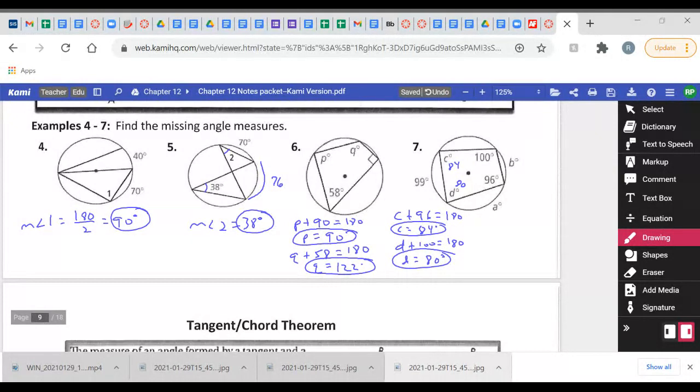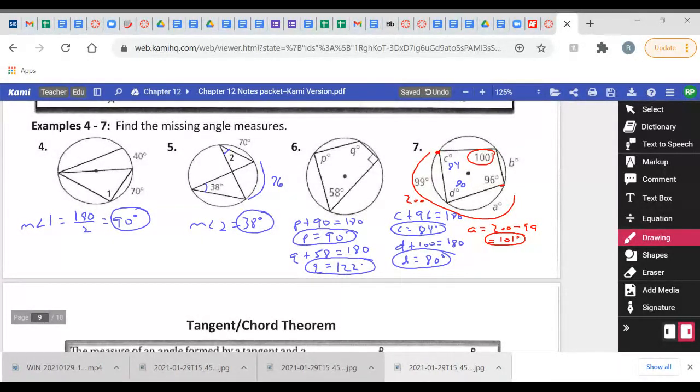I know that, let's see, if this 100 is right here and it's an inscribed angle that meets up with the arc here and here, then I know that from here all the way around to here has to be double the 100, which is 200. And so if 99 is part of that big arc and I want to know what A is, I can just say A is equal to 200 minus 99, which is 101. Okay, so that helps me get what A is.